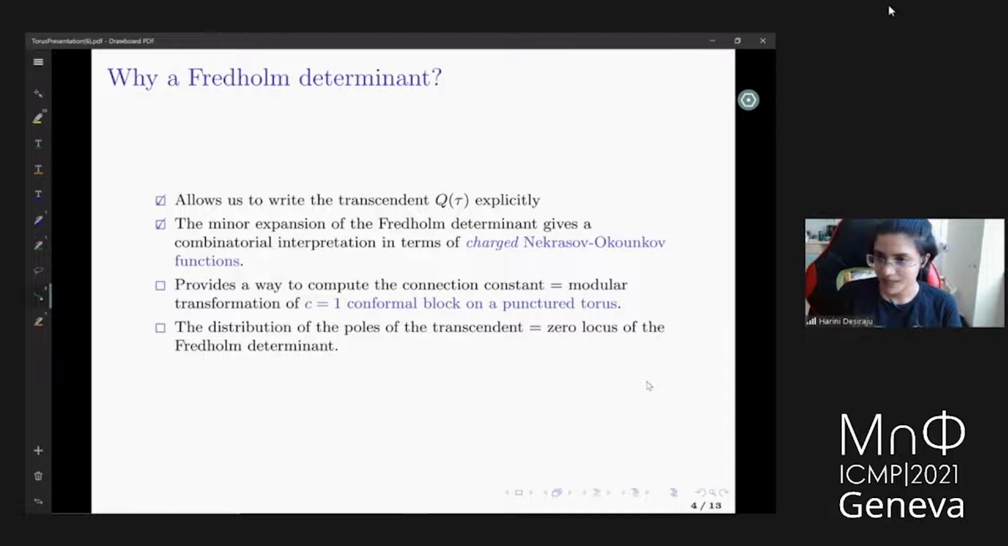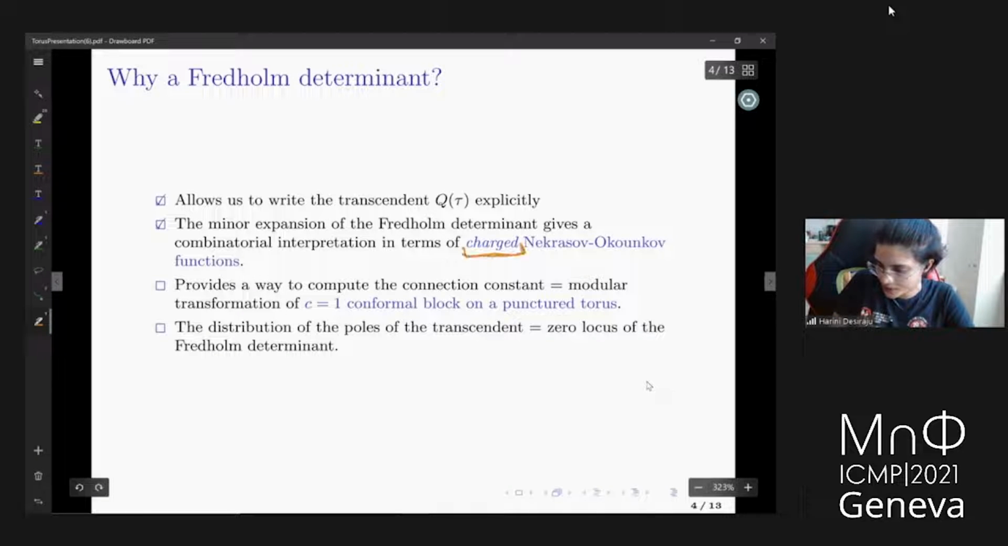By explicitly, I mean on one hand, you'll see the transcendent. On the other hand, you'll see some hypergeometric functions. Second is that when you have a Fredholm determinant, its minor expansion, in this particular case, will allow us to connect to Nekrasov open cofunctions. And here we find charged Nekrasov open cofunctions. And the word charge is because we are on a torus. So these pick up a charge.